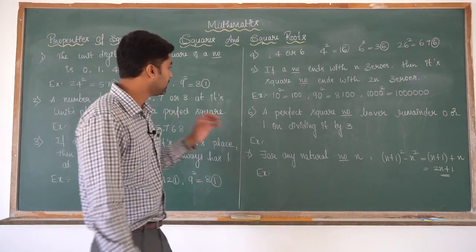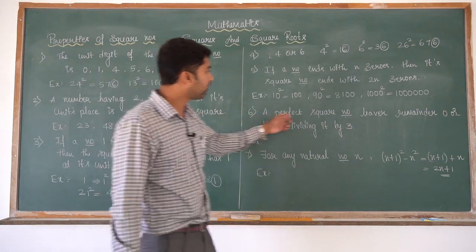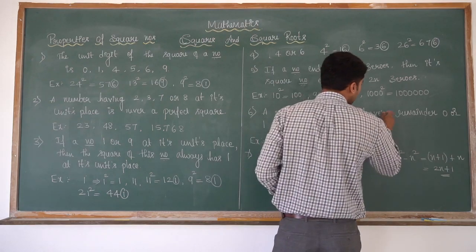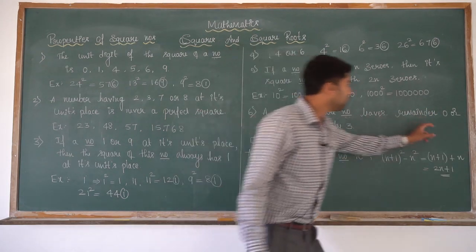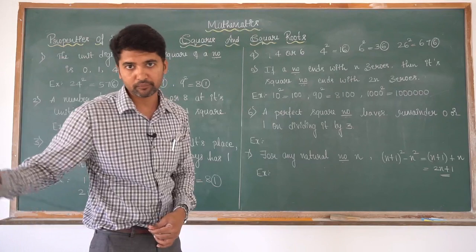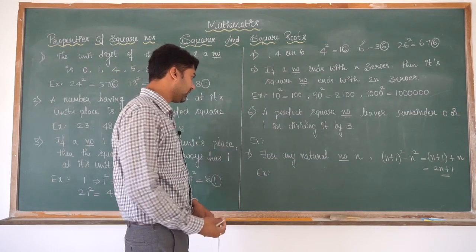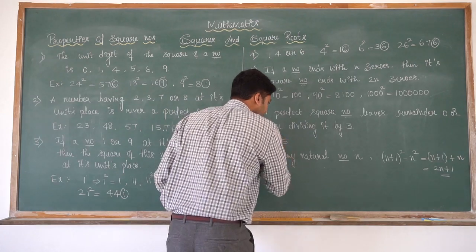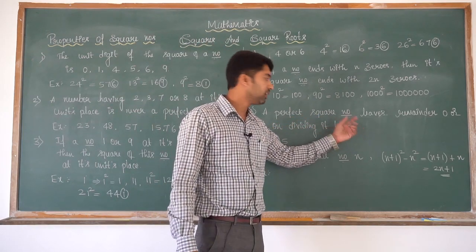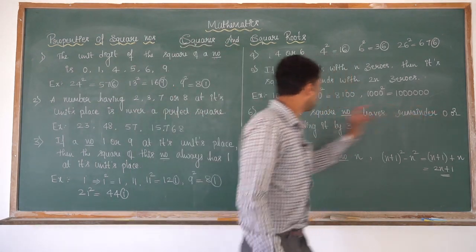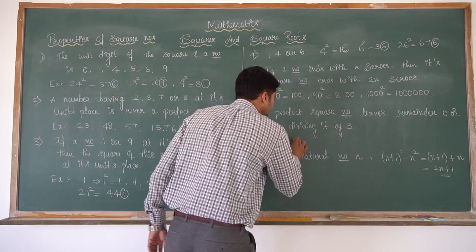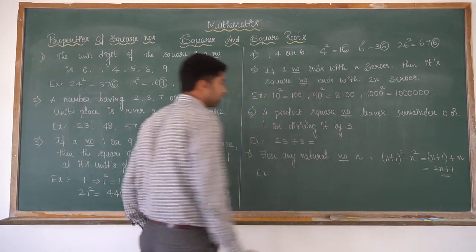Any doubts? Yes. The next property is a perfect square number leaves remainder 0 or 1 on dividing it by 3. Take any square number. If I take 25, which is a square number, if you divide it by 3, the remainder will be 0 or 1. Okay, let me check. 25 divided by 3.